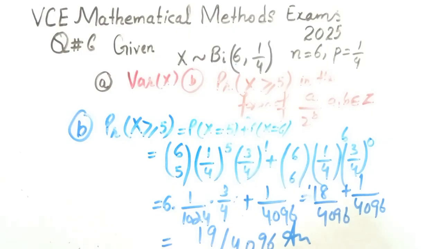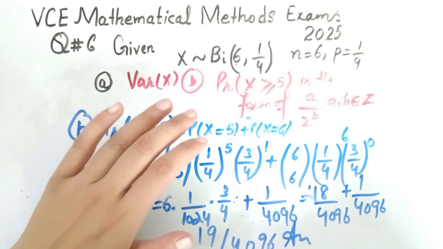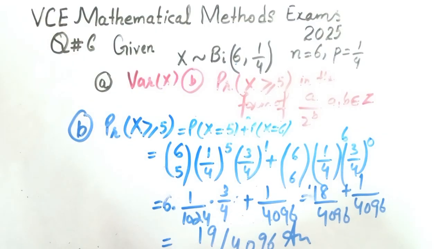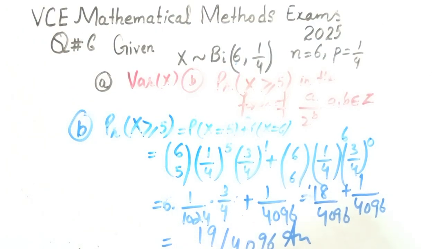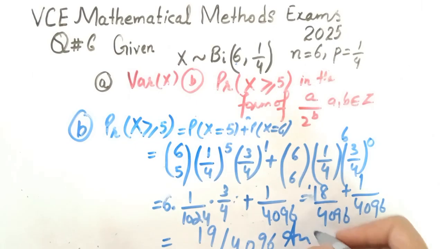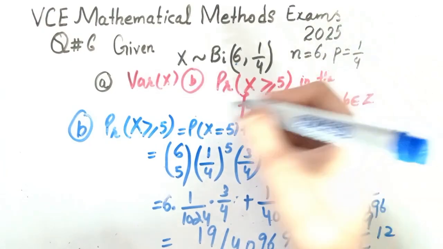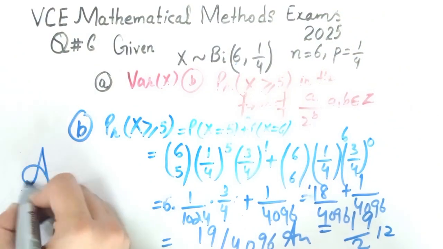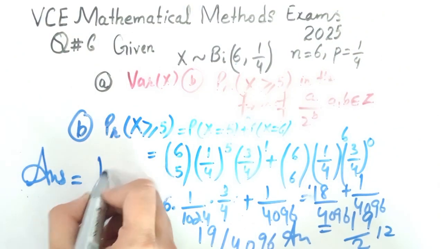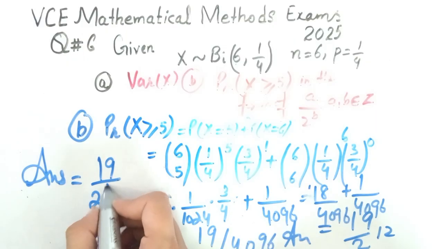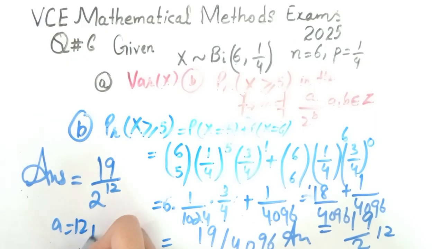I hope you understand how to solve question number 6. You just have to remember the formula. Now convert this into the power form also, because the question asks for it. So this will become 19 by 2 raised to power 12. We write our answer here: 19 by 2 raised to power 12. So a is 19 and b is 12.